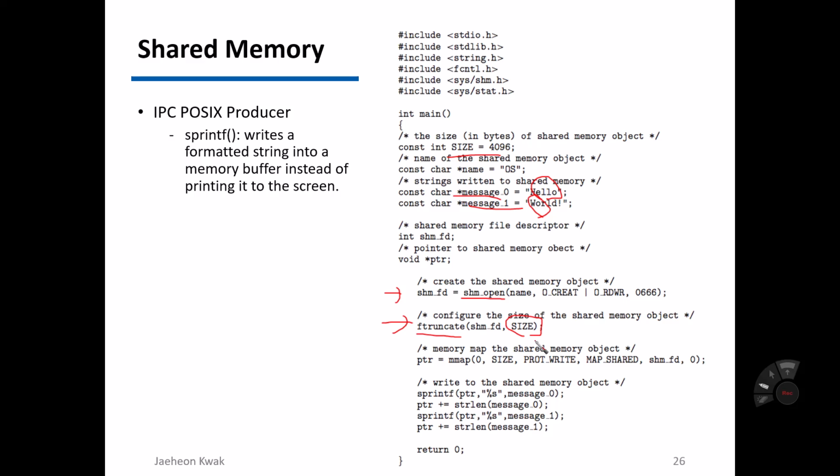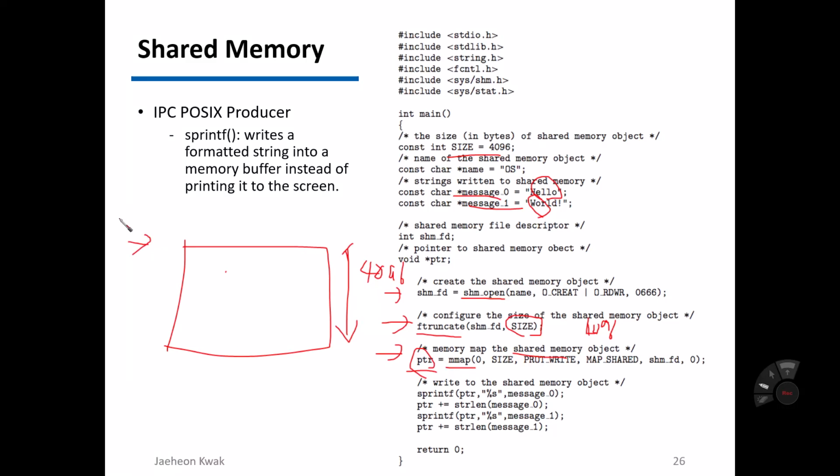The size of the shared memory is 4096 bytes. After setting the size, we will map the memory into the shared memory. We will memory map the shared memory object as a file. After calling this mmap, we will have a shared memory region in the memory space. The size of the shared memory is 4096 bytes, and this pointer PTR will point to the start of the shared memory.